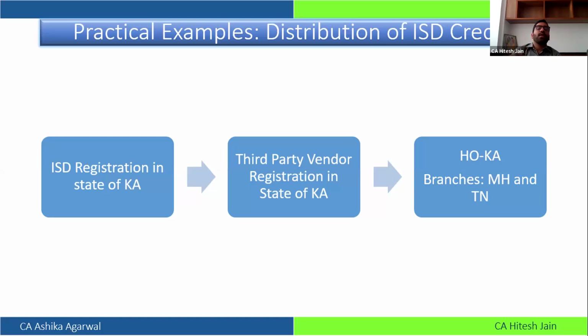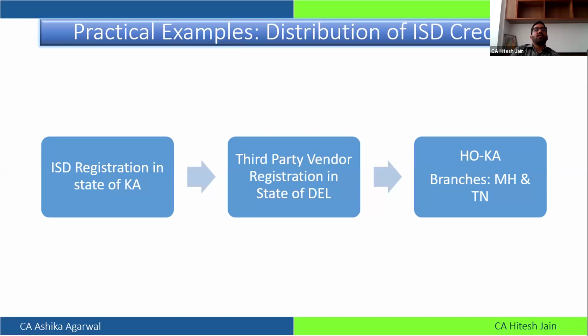Now considering a case where my third party vendor is in a different state from where my ISD registration exists. I have considered the example where my ISD registration is in the state of Karnataka and my third party vendor, who is providing me taxable common input service, is in the state of Delhi. So obviously he will raise an IGST invoice. Now when I receive IGST credit, I have to distribute IGST credit only to my respective branches in Maharashtra and Tamil Nadu. I cannot convert IGST into CGST and SGST. I need to distribute IGST only.